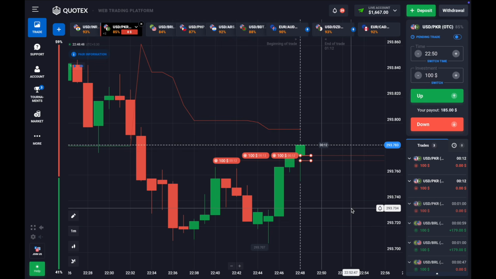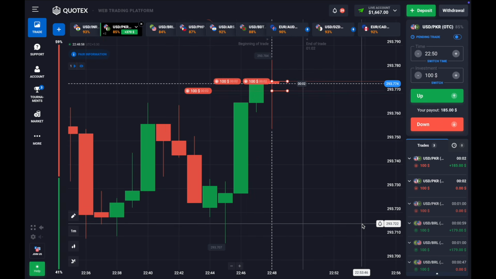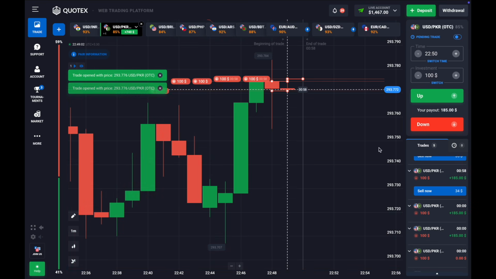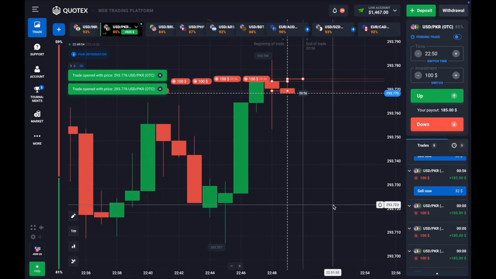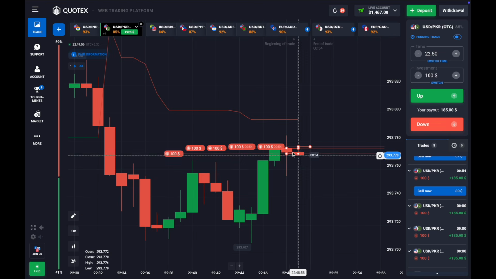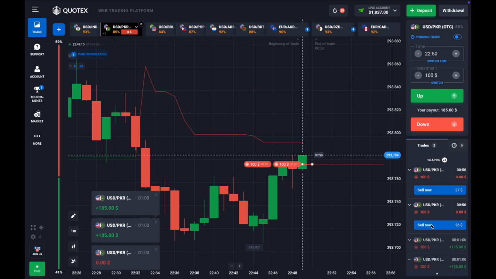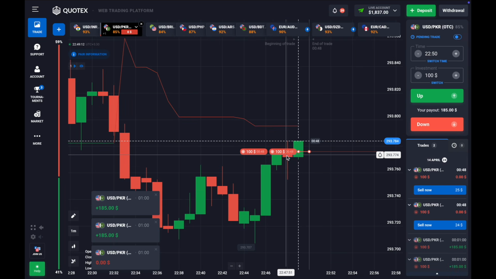The candles are behaving very fast, but this should be a winning trade. Let's see if this candle closes as a red one, and if this becomes a winning trade, I'll be taking more put option trades from here. Okay, back-to-back put option trade. One is lost, I think, because of my entry, but overall this trade was a winning trade.